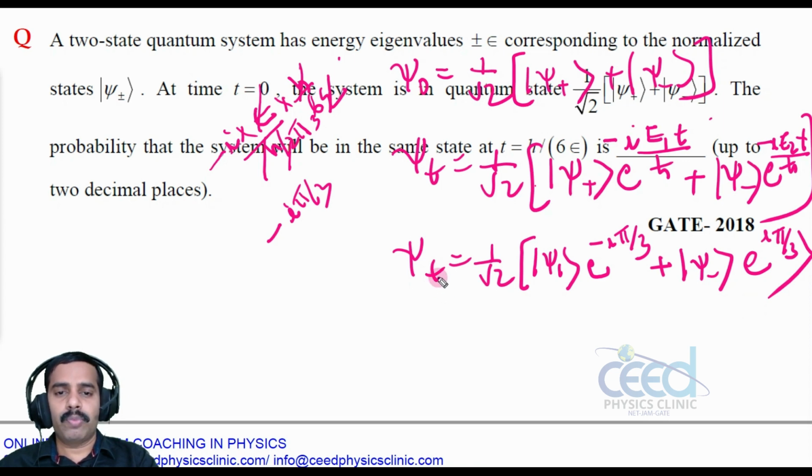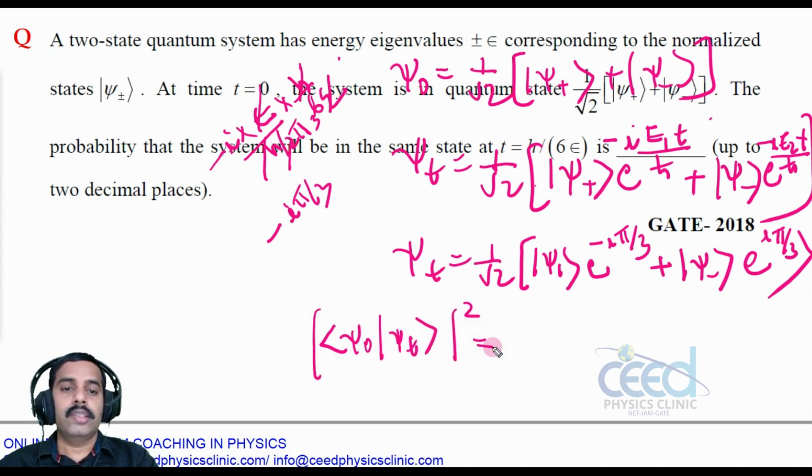Now what is the probability? That is the inner product of psi 0 and psi t, the whole square. This is the probability, right? So when you take the star, the ket becomes a bra. Let me write this psi 0 like this, right? Then we have to reverse this. So this I can reverse, and this also I can reverse.